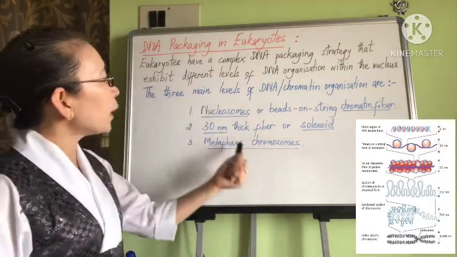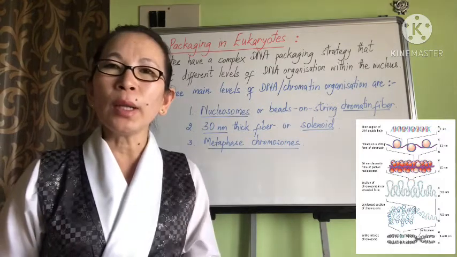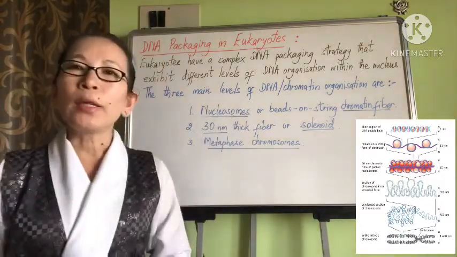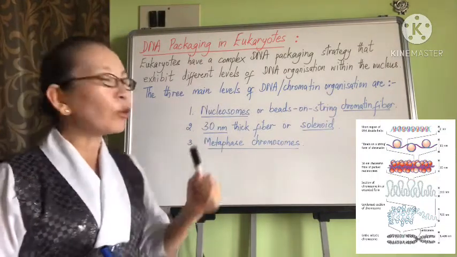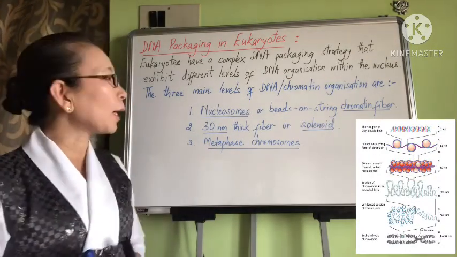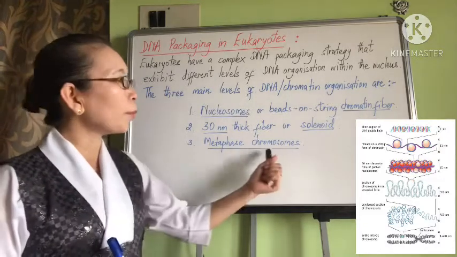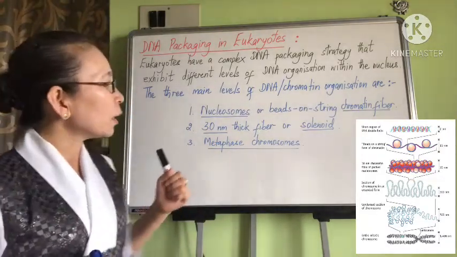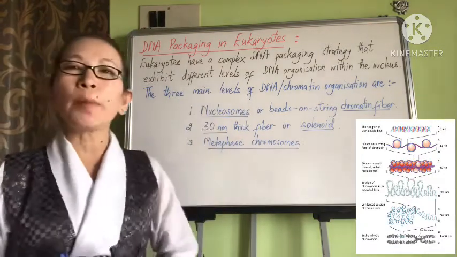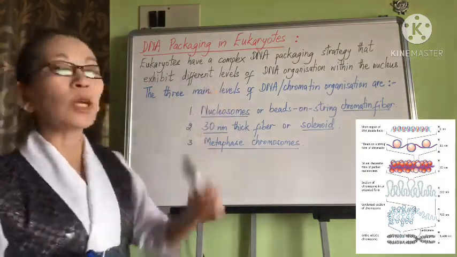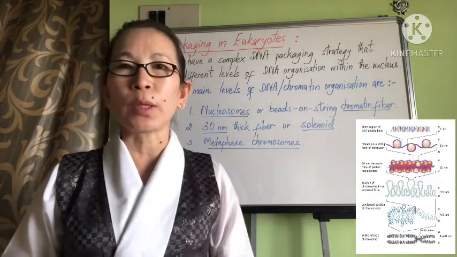So through these different levels of DNA packaging, DNA undergoes different degrees of compaction and condensation, where at the first level, the nucleosome level, DNA is shortened by 7 folds. And at the 30 nanometer thick fiber level, DNA is shortened by 50 folds, whereas at the very highly condensed thick metaphase chromosome level, DNA is condensed by over 10,000 folds. So such is the complex DNA packaging strategy that is employed by eukaryotic cells so that they can easily fit the long DNA molecule inside the microscopic nucleus.